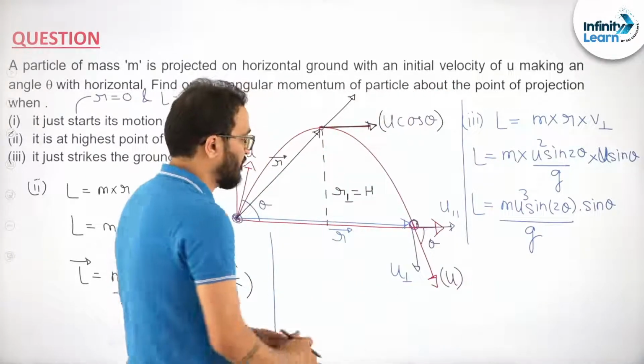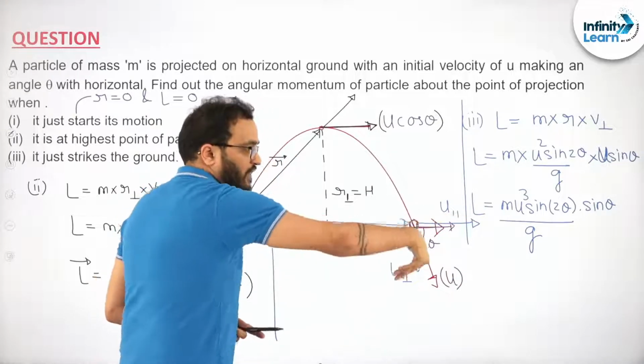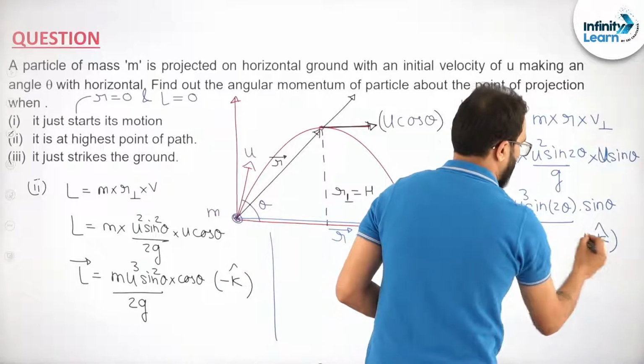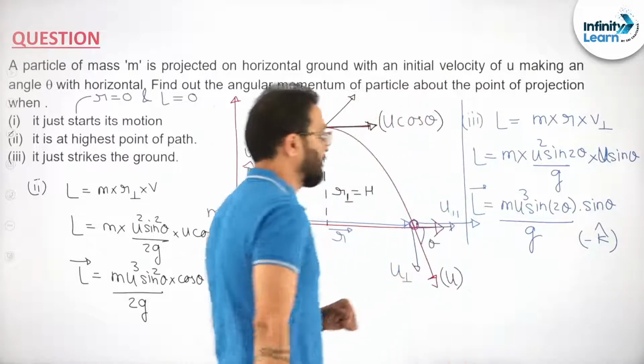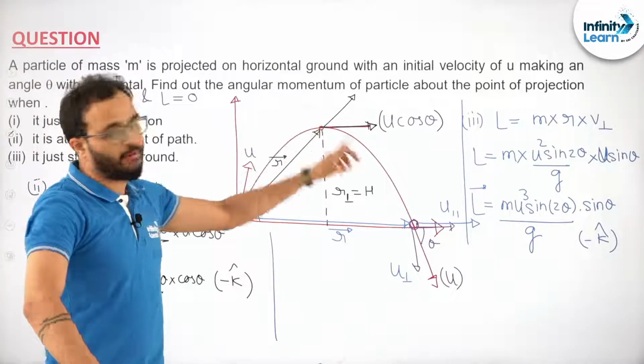And what is the direction? You will say this is the direction of vector r. So r cross v, where is it going? Inside, minus k cap. So the direction of angular momentum has not changed here. Is it okay? Do you understand? So I have taken all the three possible cases here.